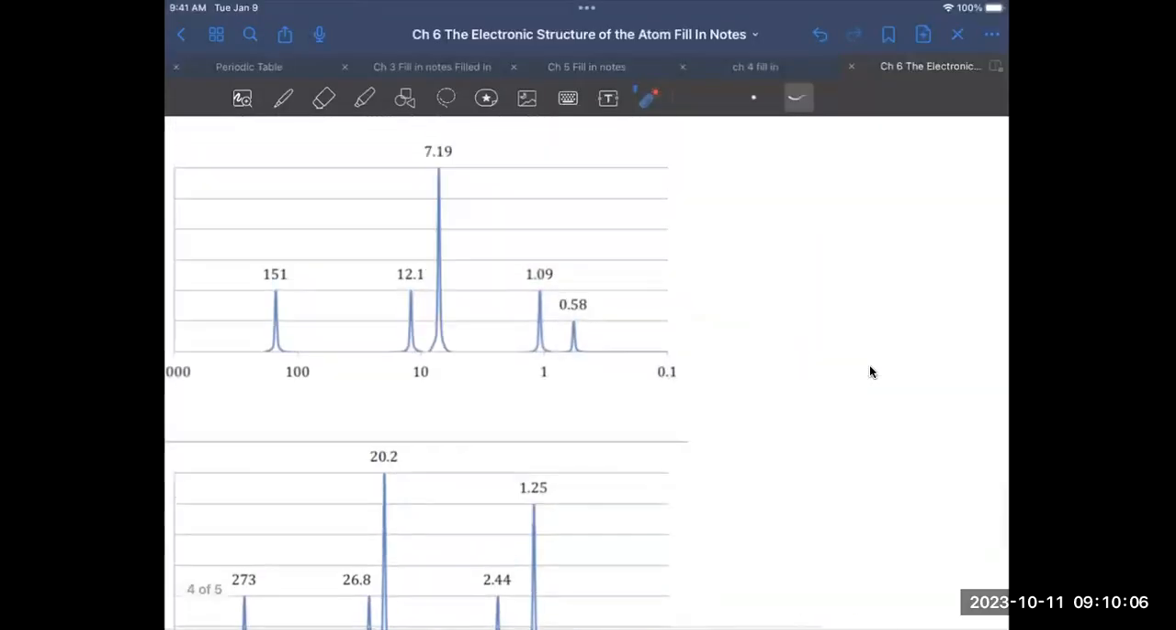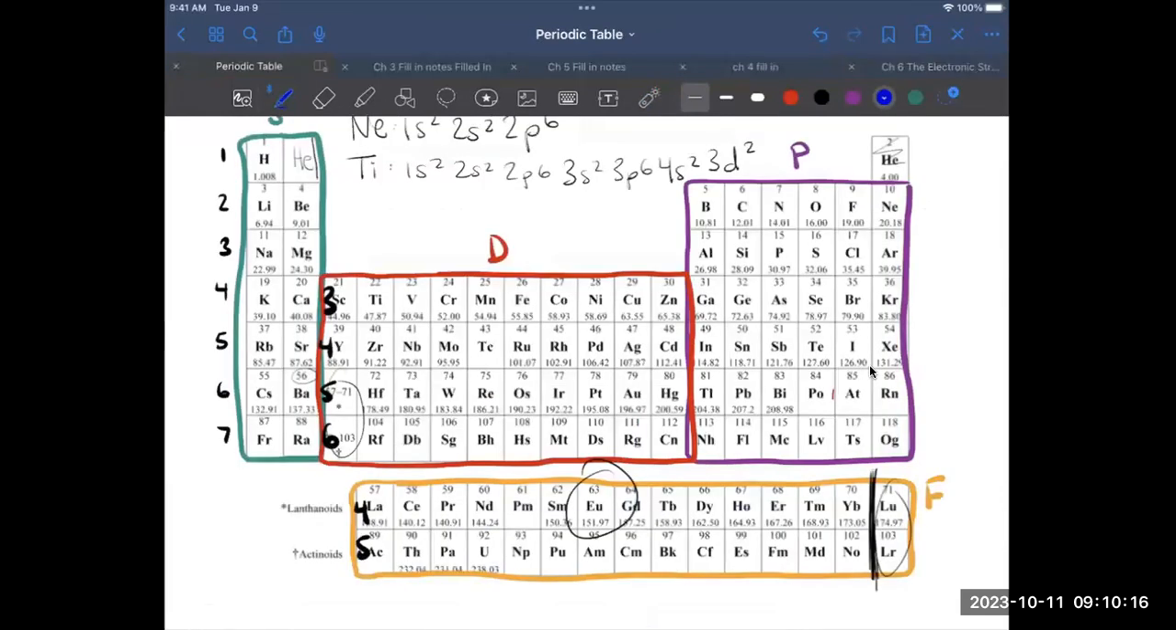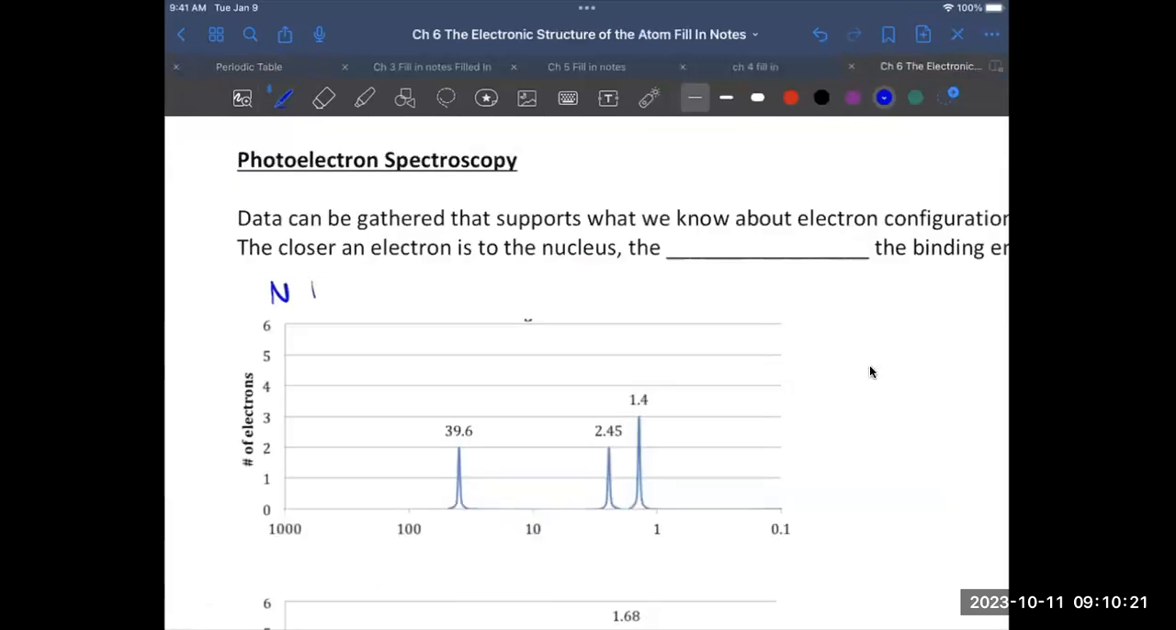If we look at this PES diagram, photoelectron spectroscopy, this is the PES diagram for, I believe, nitrogen. Nitrogen has 1s2, 2s2, 2p3. So a couple things to note. Notice the binding energy is on the bottom. This is your binding energy, and it starts high and it goes low. So your stronger binding energy, weaker binding energy.